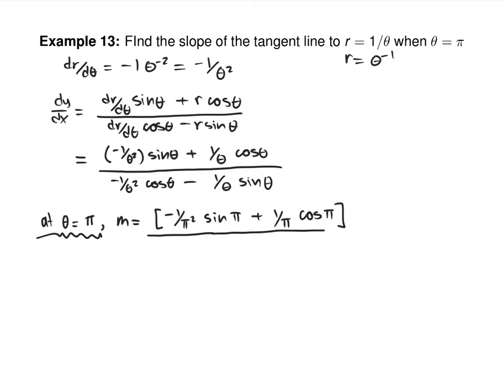Should have done this before, not after Thanksgiving. Negative 1 over pi squared cosine pi minus 1 over pi. Talk of pi is making me depressed. Well, you should have gotten lots of pi over the weekend.